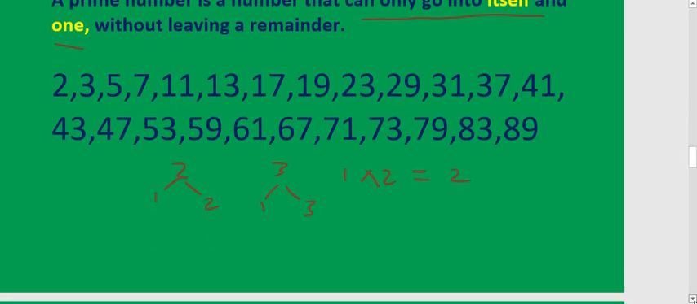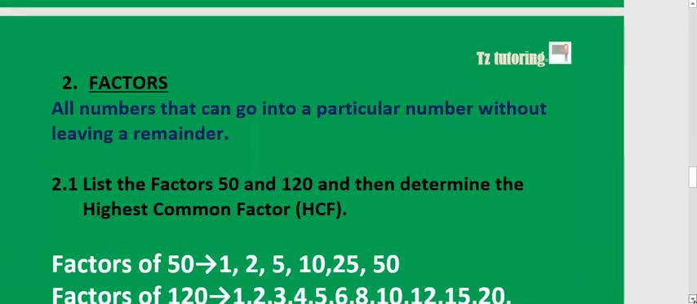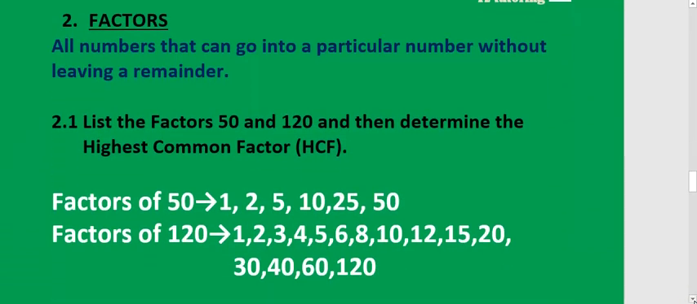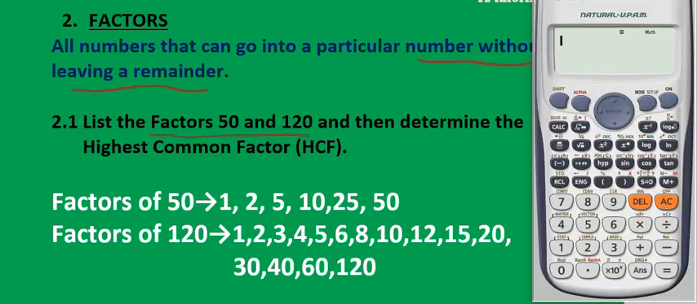Okay, let's move on. Factors. What's a factor? A factor is a number that can go into a particular number without leaving a remainder. This part is important. So let's look at the question. The question is asking you, the first part of the question, you need to list factors of 50 and 120. So we're looking at all numbers that can go in. Let's start with 50. All the numbers that can go into 50.